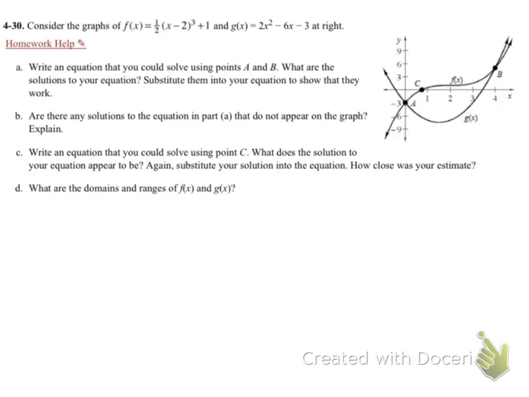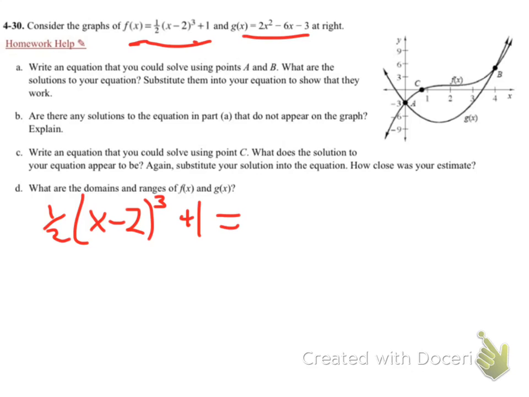Problem 4-30, we're taking a look at these two graphs. The first question wants us to write an equation using points A and B. Since A and B are where the two graphs intersect each other, we're looking at when these two functions are equal. So my two functions would be 1/2 times (x minus 2) cubed plus 1, where that equals 2x squared minus 6x minus 3.